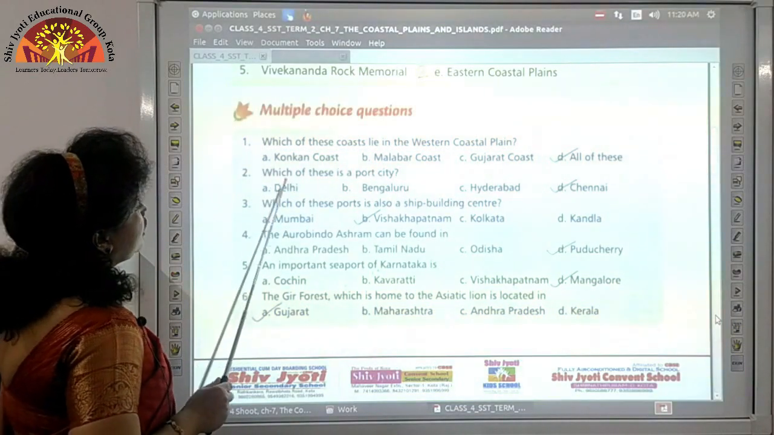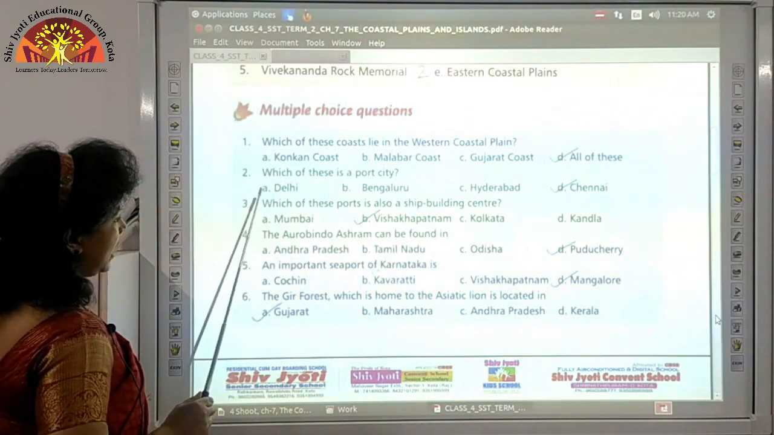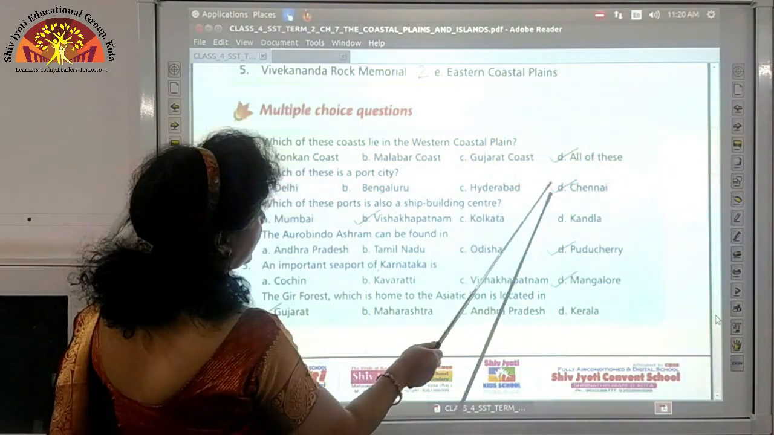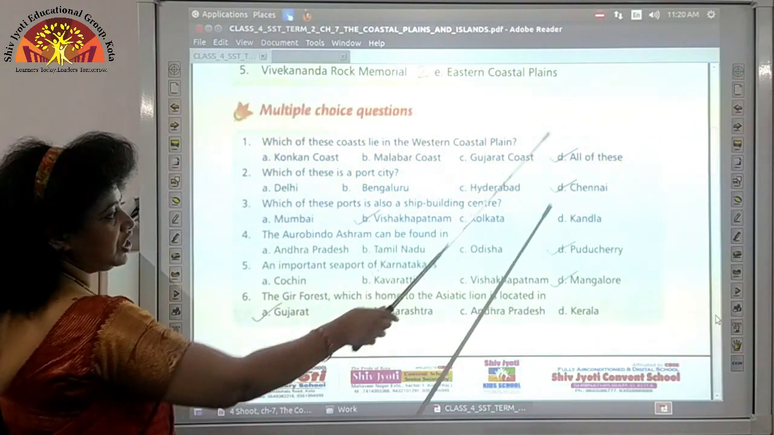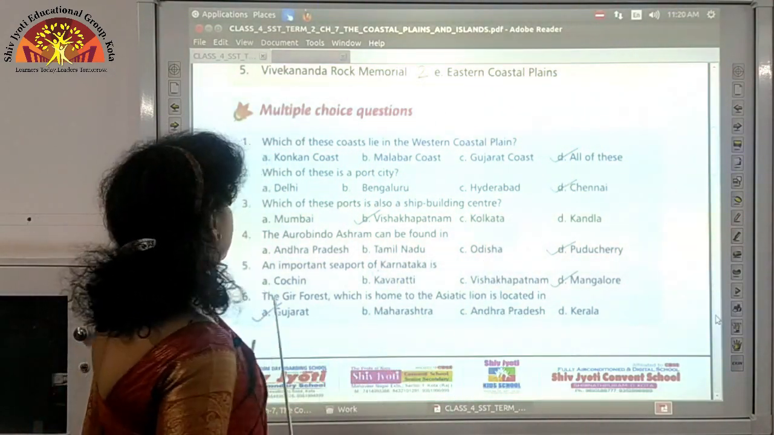Question 2, which of these is a port city? Your options are A, Delhi, B, Bengaluru, C, Hyderabad, and D, Chennai. So among these, Chennai is the port city. So put a tick in option D.